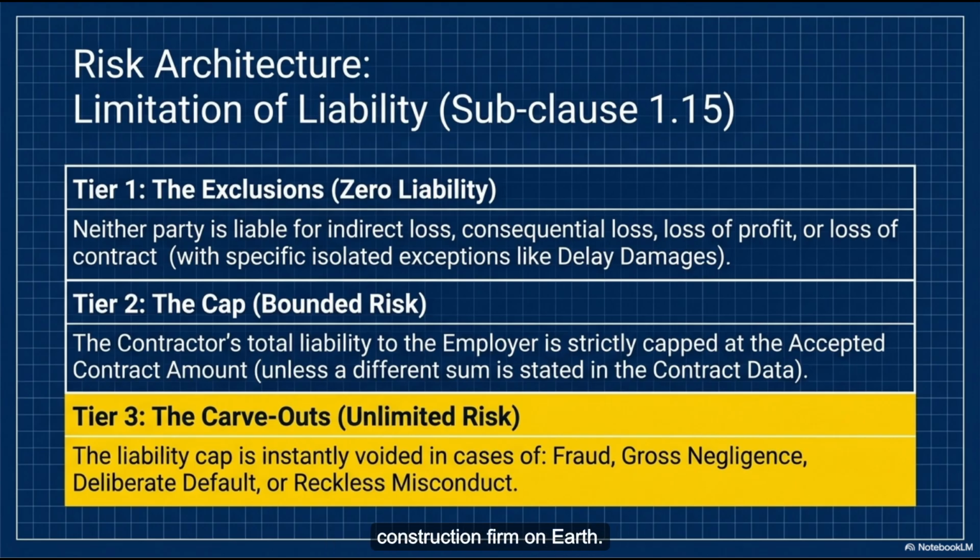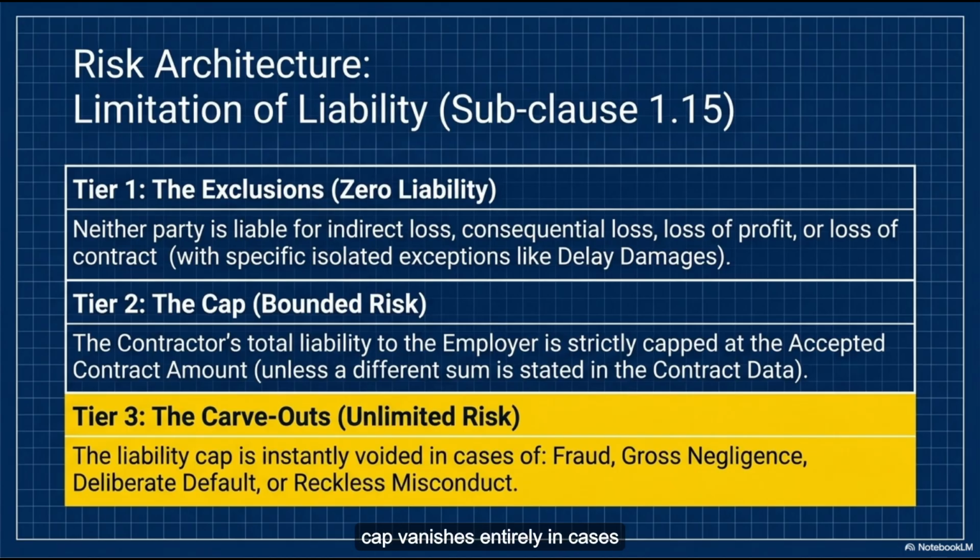It would bankrupt any construction firm on earth. Totally. It is a completely uninsurable risk. No bank would ever back a contractor who took on the liability of lost future profits. So they put a hard ceiling on it. The total liability is capped at the accepted contract amount. So if you are hired for a $2 billion dam, your maximum total liability is $2 billion. End of story. Mostly, yes, but with a few very important exceptions.